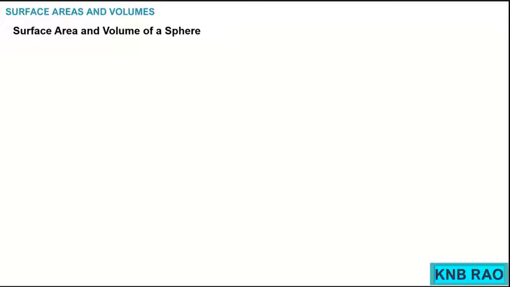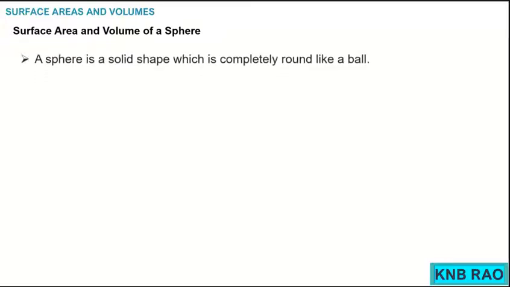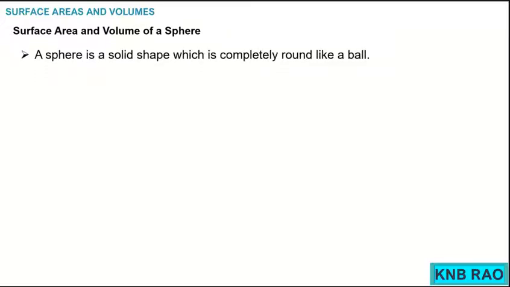Here, a sphere is a solid shape which is completely round like a ball. This is the example for a sphere structure. Normally on plane we are able to draw a circle, and with the help of shadings, if we could show a sphere, it will be shown like this.